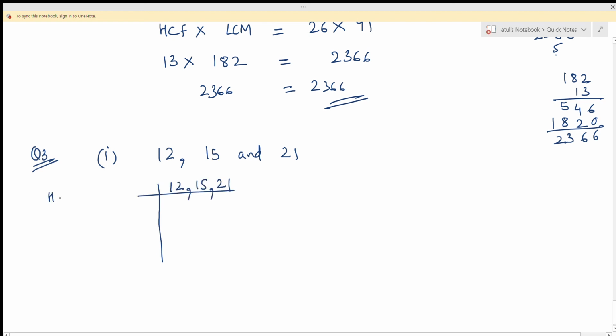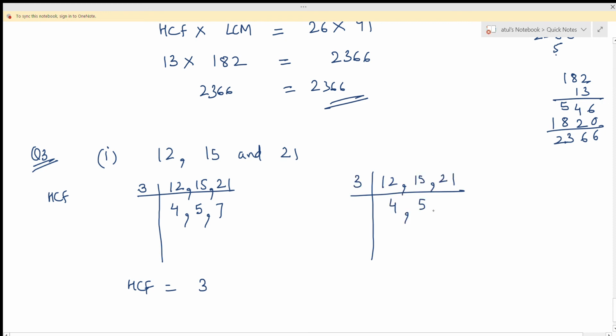So let's find HCF first. When you find HCF, all of these are divisible by 3, you can say 3 4s are 12, 3 5s are 15, 3 7s are 21, and then you can stop because they are not divisible by any common factor. So HCF comes out to be 3. Now let's find the LCM. 12, 15, 21. Again 3, I'll use 4, 5, 7.